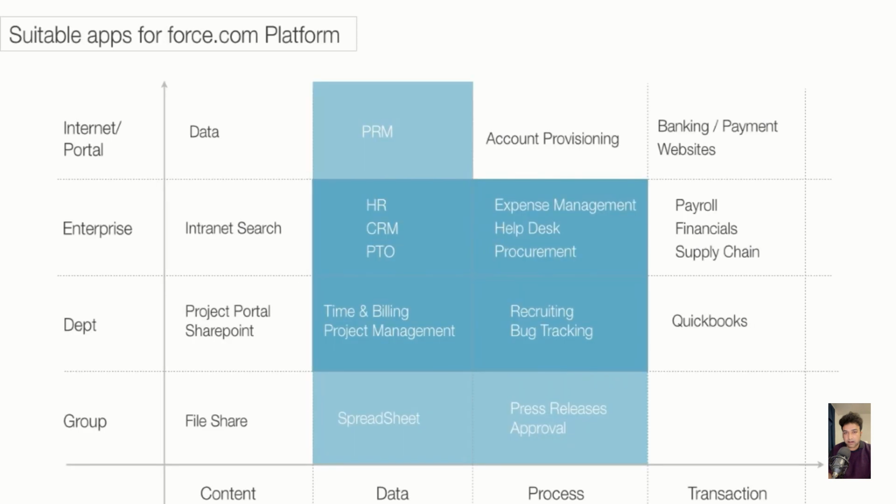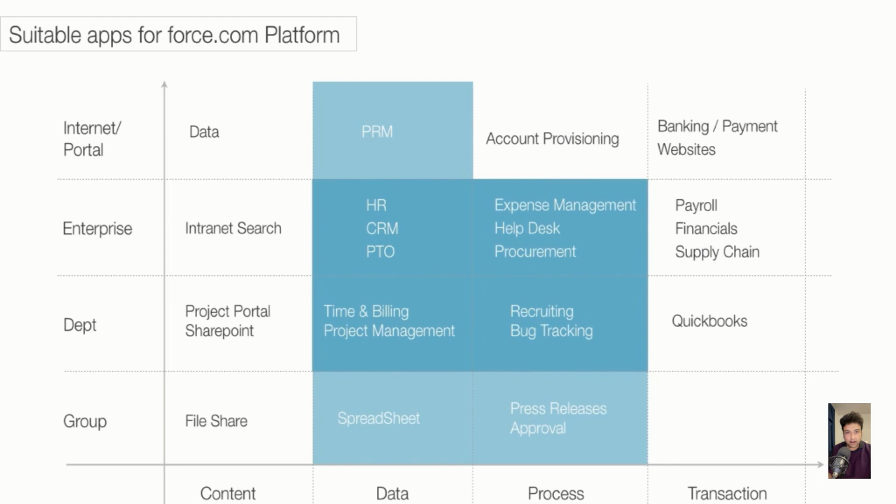This chart can help you understand what kind of applications are suitable for the Force.com platform. On the x-axis, you have content, data, process, and transaction. When I say content, I mean documents, images, audio, video, or any computer-generated content. Data means an organized set of records. Process, you can think of as events similar to workflow. When something happens, send out an email, send an approval request, or even assign a task to someone. Transaction, you can think of as making payments online.